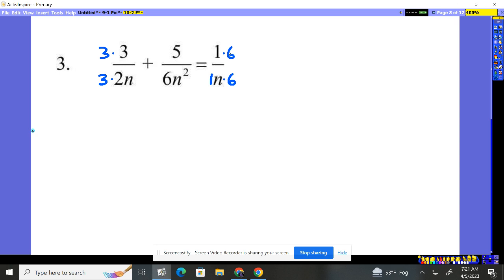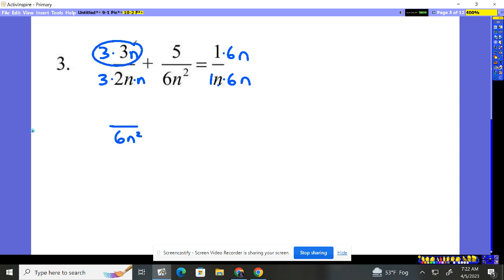Now, he has an n. He's an n squared. He's an n. Everybody's got to become an n squared. So I need to multiply him by an n, which means the top will get multiplied by n. I need to multiply this guy by an n, so his top gets multiplied by an n. Now, every one of the bottoms is a 6n squared.